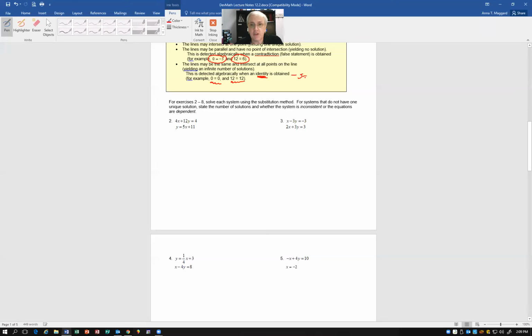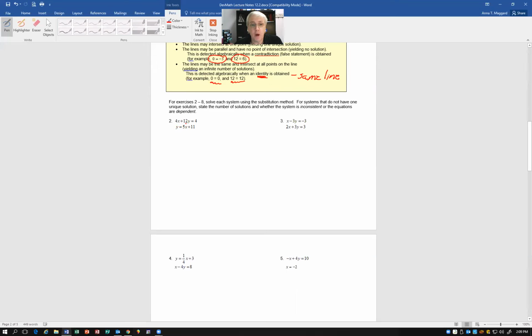Identity means they are the same line. There's an infinite number of solutions. They are consistent. They are dependent. Lots of different words to describe that situation. Let's look at how that'll play out here.